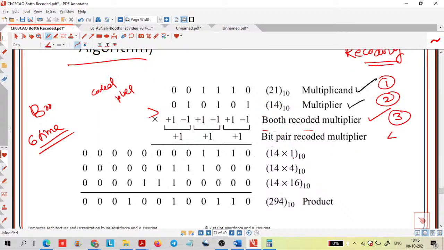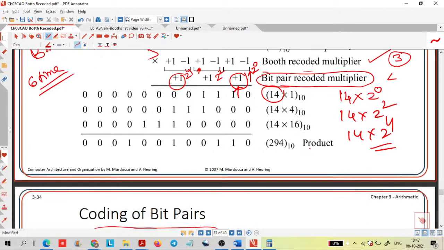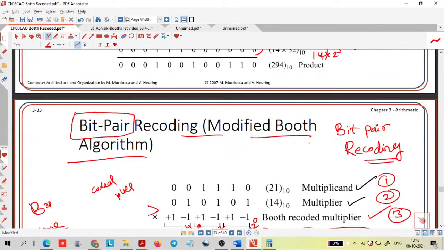Here the multiplier value into this particular bit starts from 2 raised to 0. Here 2 raised to 1, here 2 raised to 2, and this one starts at 2 raised to 3, then 2 raised to 4. So multiplier into 2 raised to 0 for the first; the second starts from 2 raised to 2, then 2 raised to 4. That is bit pair recoding of the multiplier, also called the modified Booth algorithm.